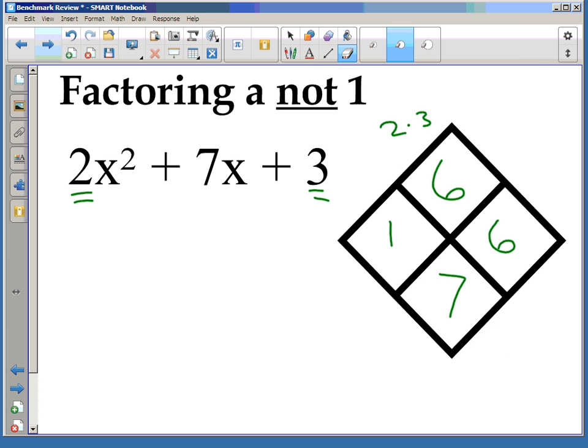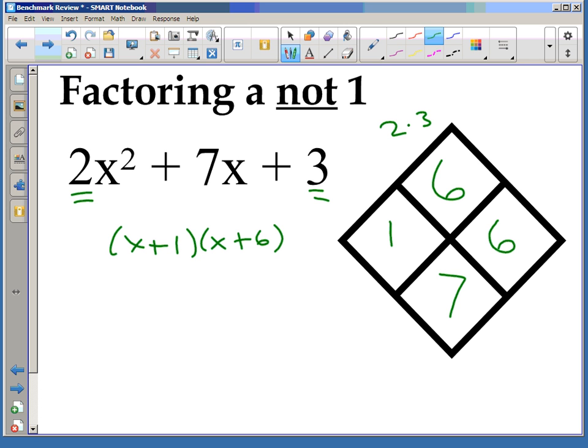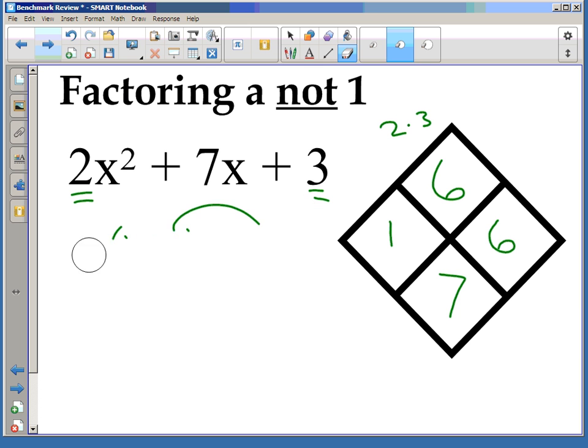It's initially odd for some students to see two numbers that multiply, but then add to be bigger. So in this case, a typical mistake kids would make is they just write x plus 1, x plus 6, and that's not going to work because first off, we don't have x times x, and 1 times 6 doesn't equal 3. So let me show you the correct way with factoring by grouping, and this will work every time.